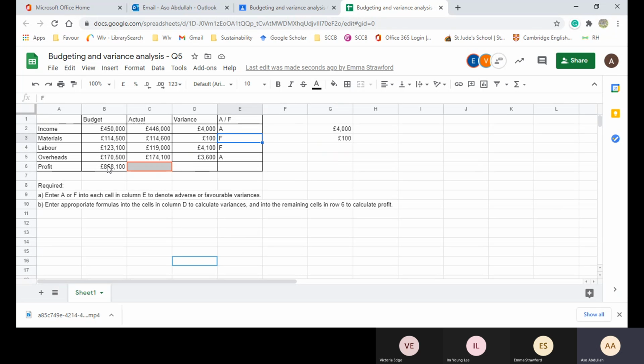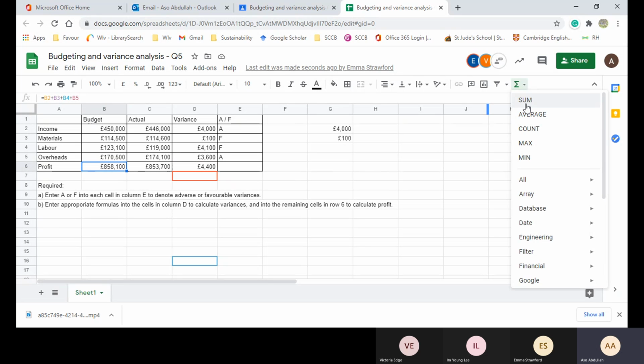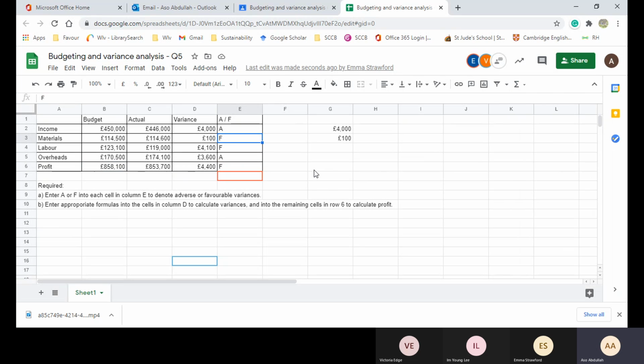So in terms of budgeting, what you did, you can do this way. Yeah, well done. Okay. And also if you're clicking on this functions, you can just click on sum and it gives you the total. And only for what do you think about the material? Material should be adverse or favorable?